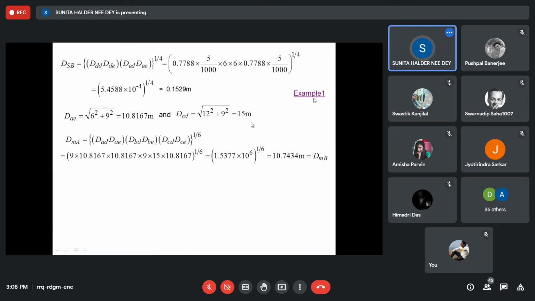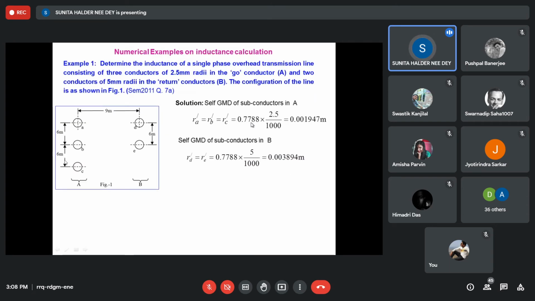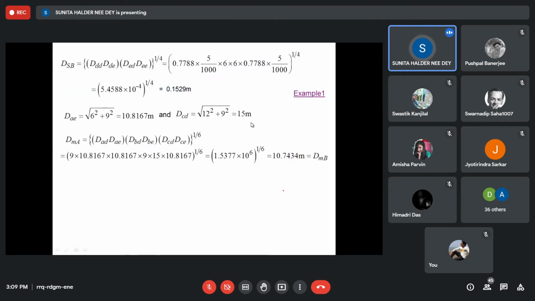Just calculate. Now when we are calculating from conductor A, there are three subconductors within it, and here it is 2, so we shall get 3 into 2, 6 mutual distances. Similarly, when we are calculating for conductor B, there are two conductors in the forward path, and we have to calculate three distances for each conductor. So in both cases there will be six mutual distances, and we can calculate the mutual distances once.